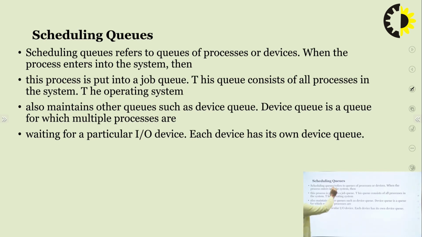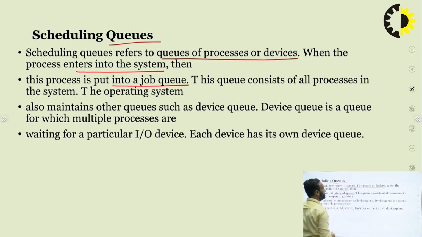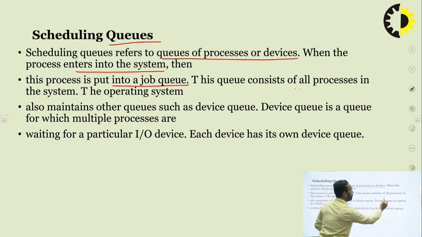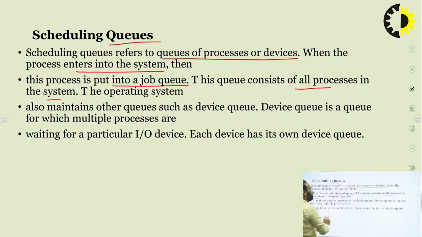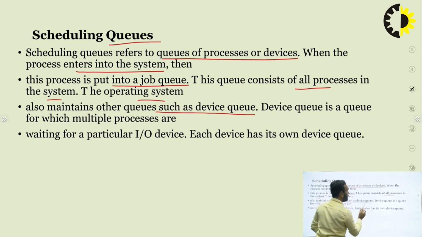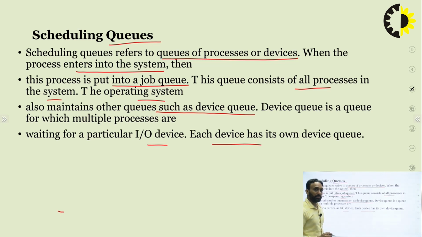What is a scheduling queue? In a scheduling queue, all the processes queue back to back. Scheduling queue refers to the queuing of processes or devices when a process enters a system. It is maintained, and the process is put into a job queue. This queue consists of all the processes in the operating system. It also maintains other queues such as the device queue, waiting for a particular IO device. Each device has its own device queue.